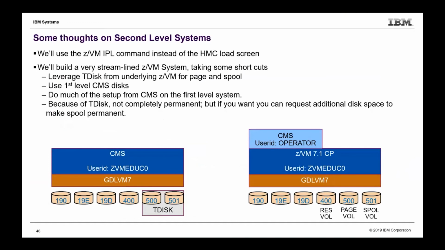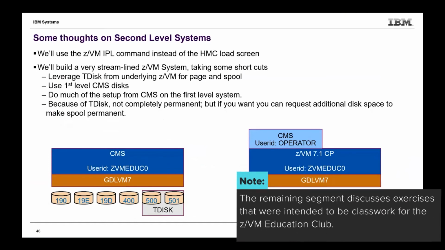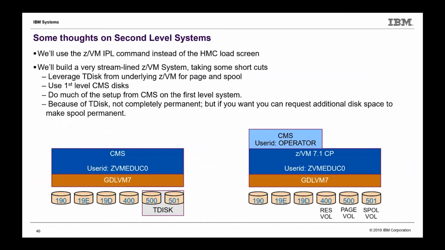So real quick, some of the things that we're going to end up doing, right? I'm not going to give you all access to an HMC. We're going to use the ZVM IPL command, which is sort of the equivalent of the load screen on the HMC. Right? We'll just use different options on it. And then we're going to build sort of a Frankenstein second-level ZVM system here. So it's going to be very streamlined.